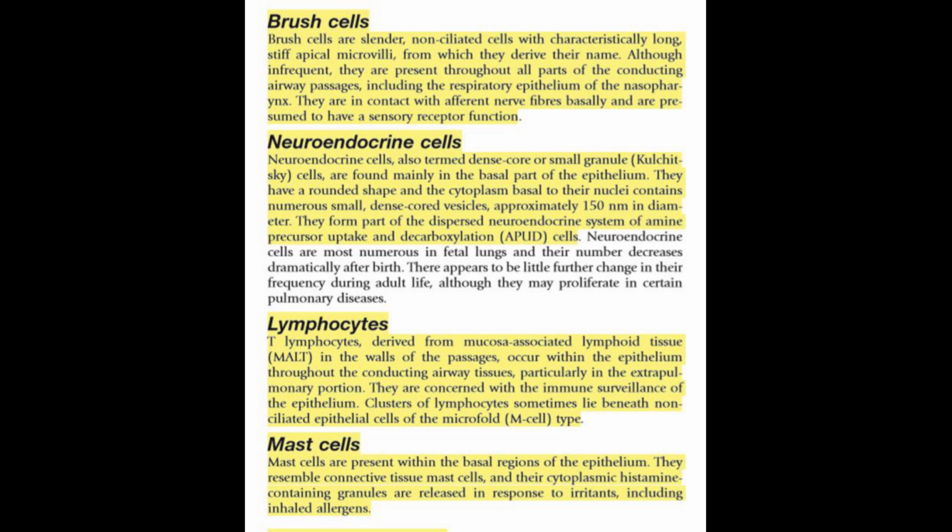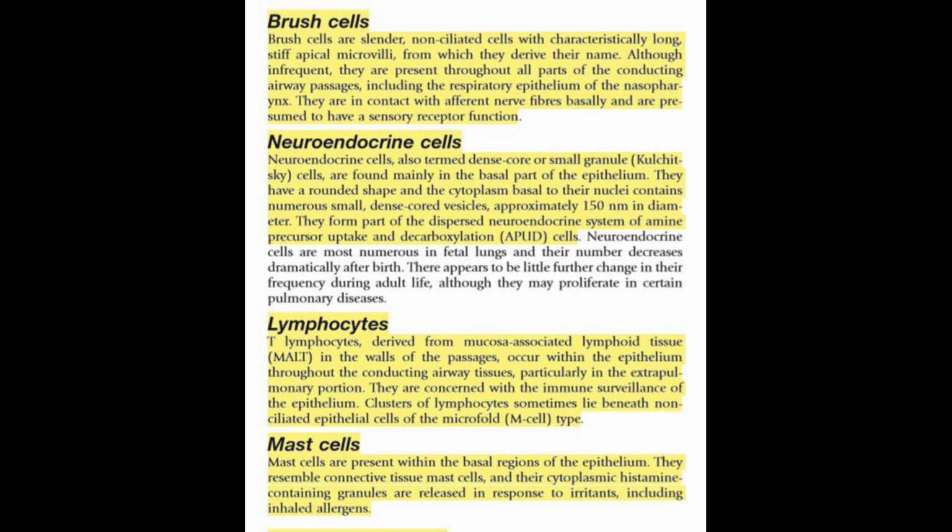What are the neuroendocrine cells? The neuroendocrine cells are mainly found at the basal part of the epithelium. They are rounded and they have dense-stained cytoplasm and basal nuclei. They have dense core granules and are mostly called APUD cells, or amine precursor uptake and decarboxylation cells. They are numerous in the fetal lung and decrease dramatically after birth. Question: describe the brush cells and the neuroendocrine cells. Also, what is the similarity between them?